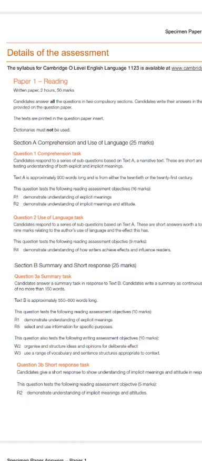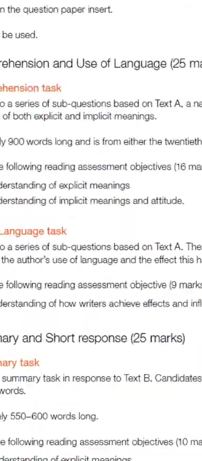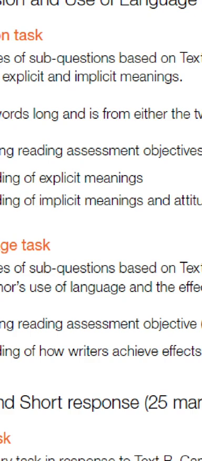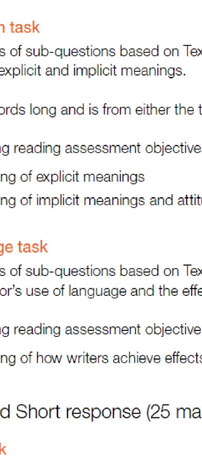In my previous video we discussed that there are 2 reading objectives that we have to keep in our mind while writing the answers of this question. In this section, we have 16 points and there are only 2 reading objectives. First one is to show the understanding of explicit meanings, and second one is to show understanding of implicit meanings.